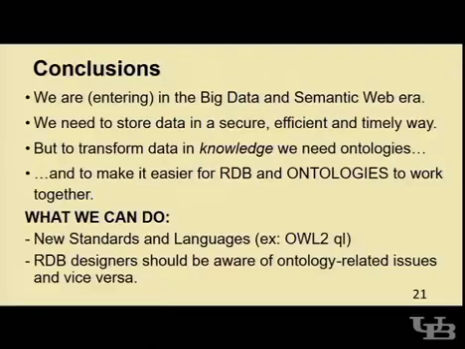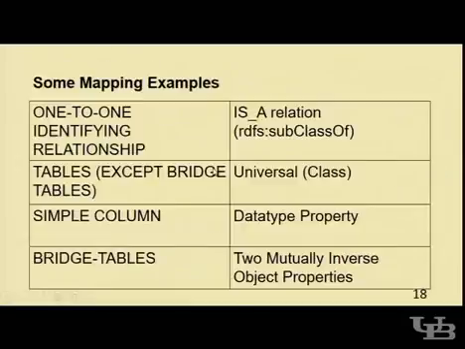Thank you. Could you go to slide 18? You gave an example of a simple column that could be mapped to a data type property. For example, if I have a table patient, and birth date is a column, what kind of data property could this simple column be mapped to? Because for me, sometimes a simple column could be a class.